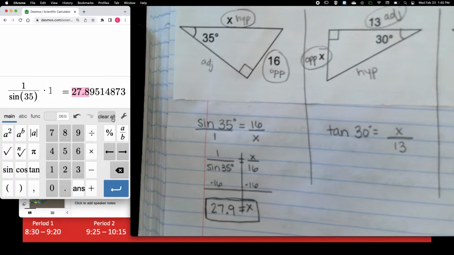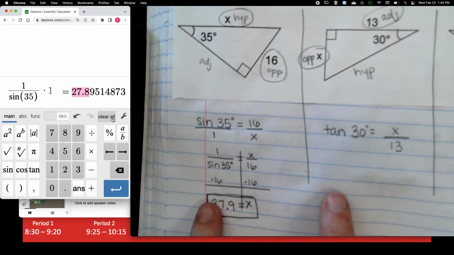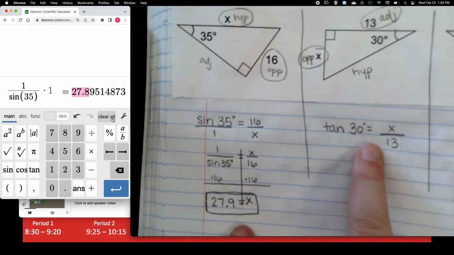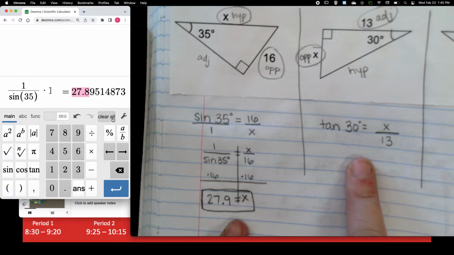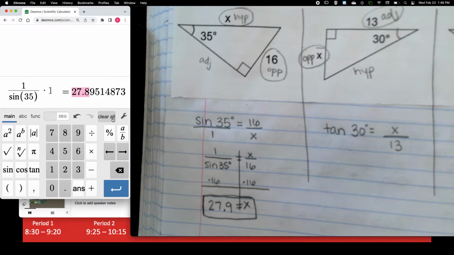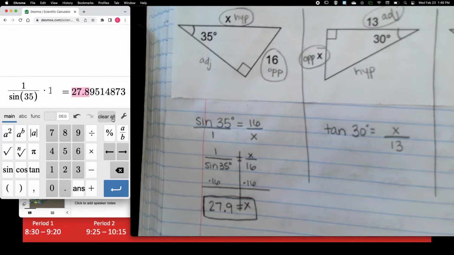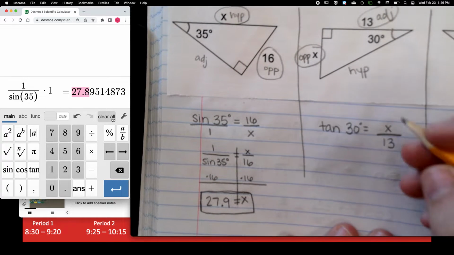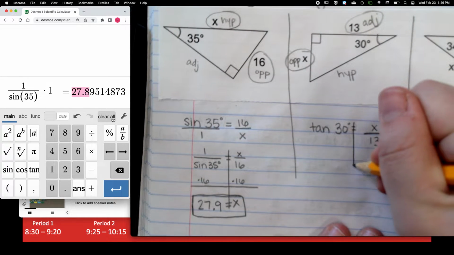What's going to be the really, really big difference when I solve this one compared to the one we just did? Yeah, do we need the 1? Do we have to flip it? No. If we don't need to flip it, then we don't need the 1. The 1 is only there in case we need to flip it. So in this case, we just have to get rid of that 13.